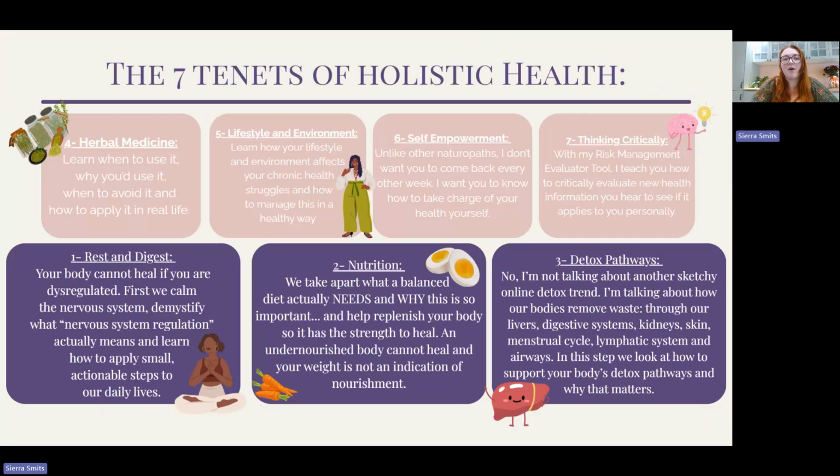Number 6 is self-empowerment. So unlike other naturopaths, I don't want you to come back every other week. I want you to know how to take charge of your health yourself.